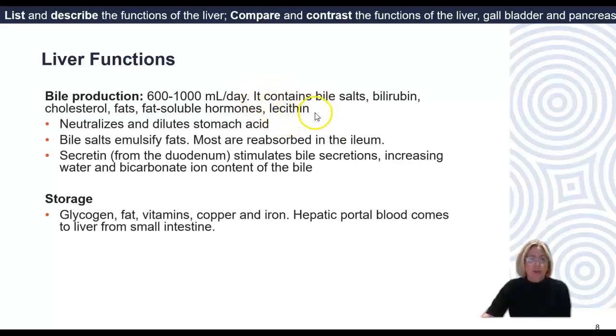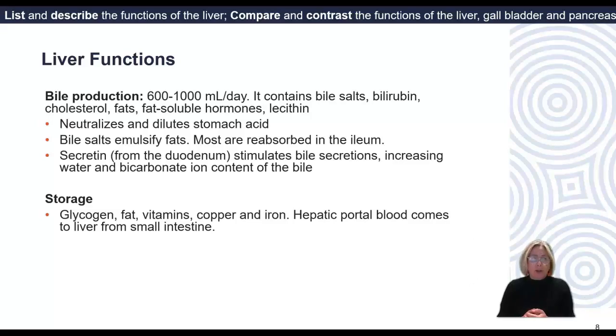It's converted to choline, and that's used then to make acetylcholine, the neurotransmitter, and it's also used to move fats. Now, what is the purpose of bile production? Well, it neutralizes and dilutes stomach acid. So the chyme coming from the stomach has a pH that is just way too low for the pancreatic enzymes to function. So the bile neutralizes it and dilutes that stomach acid. Bile salts also emulsify fats, and most of the bile salts then are reabsorbed in the ileum and recycled.